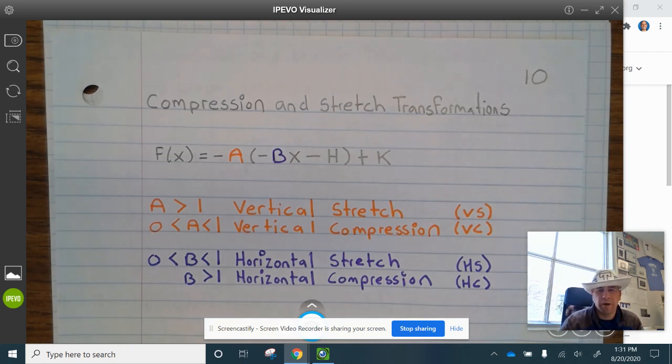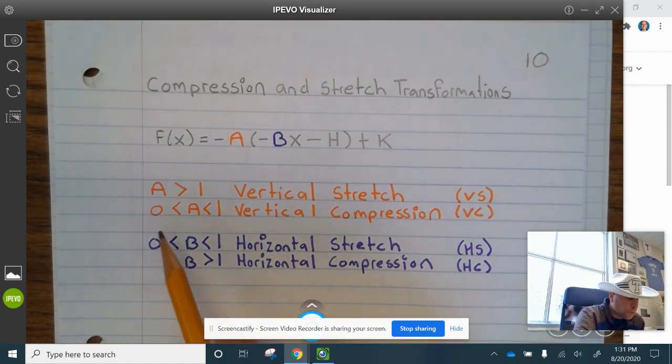Okay, today we're going to journal page 10, compression and stretch transformations. So f of x equals negative a, parentheses, negative b times x minus h, parentheses plus k. So when a is greater than 1, it's a vertical stretch.